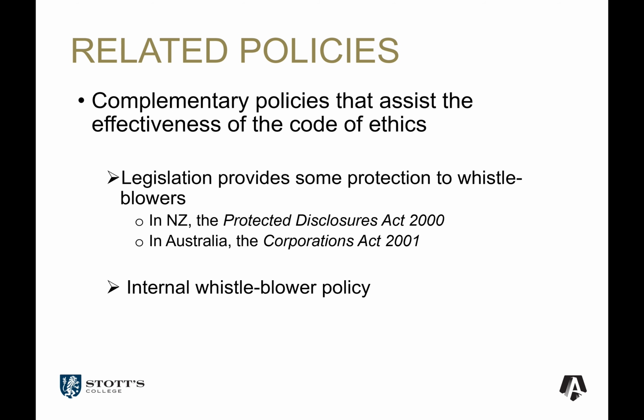Second area to look at is policies. Complementary policies that support a code of ethics can be things like the Whistleblower Act, and we've talked about whistleblowers earlier in the course, and internal whistleblower policy as an example of something that could support a code of ethics. Some behaviour is observed that is not in line with the code of ethics. How does a person in the organisation express that issue?